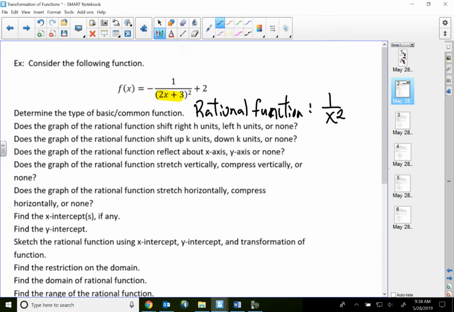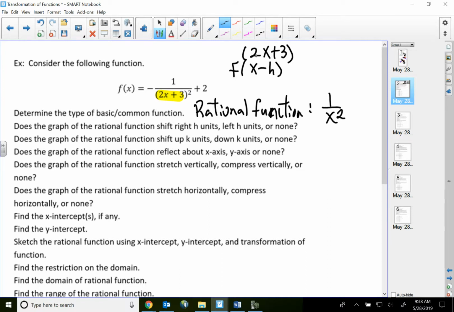Well, not quite, because normally it's supposed to be f of x minus h, right? But right now, this x is actually 1x. I don't have a 1x, I have a 2x. So if I have a 2x plus 3, then where have I shifted to? There are 2 different ways we can do this. One way is by factoring.